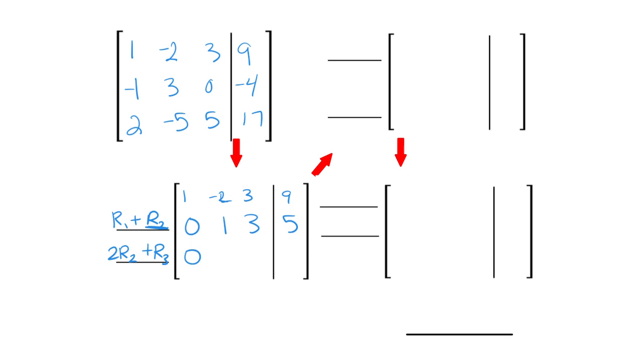All right, next. 2 times this, so that's 6 plus negative 5. 2 times this, that's 0 plus 5. 2 times negative 4, so that's negative 8 and 17. That's a 9. Okay? After you get the first column, now you're going to work on your second column.